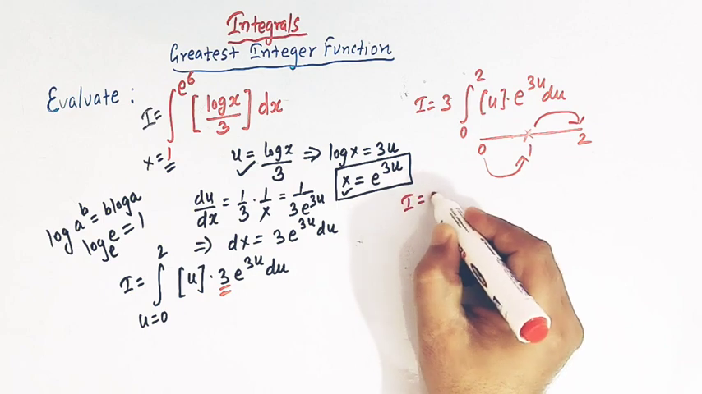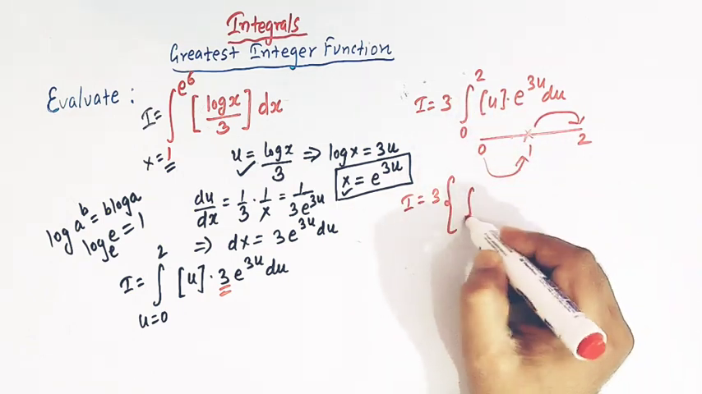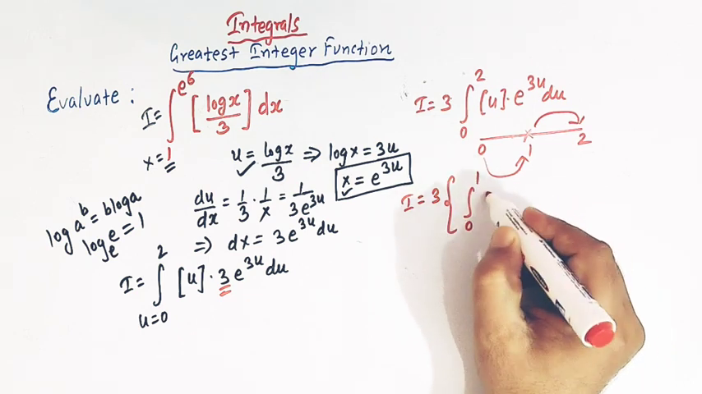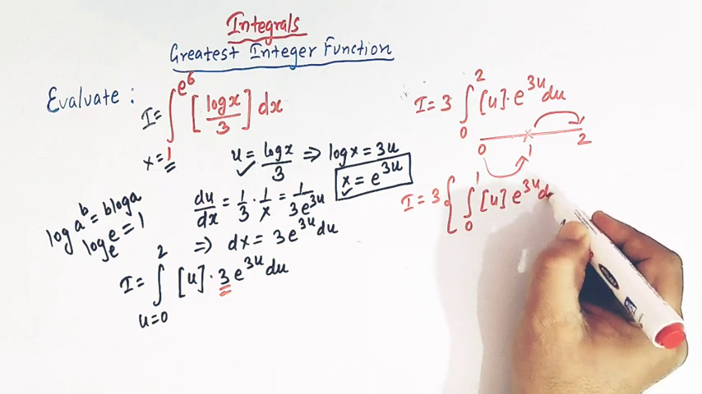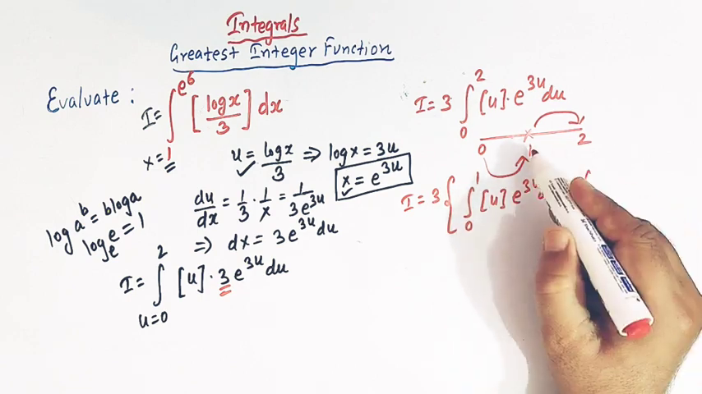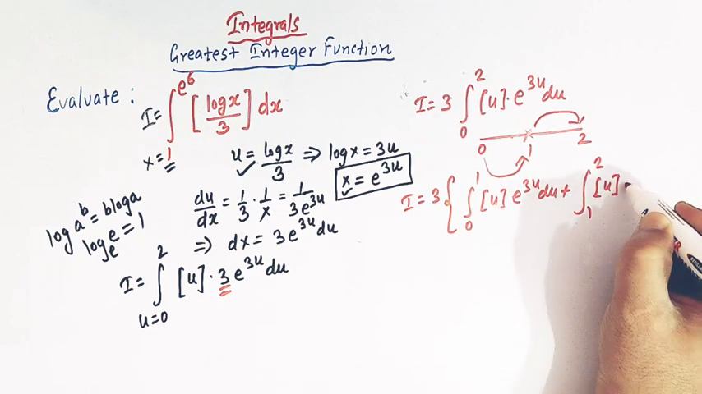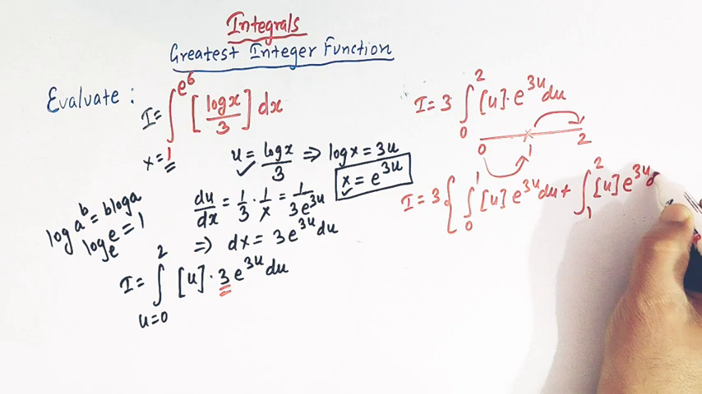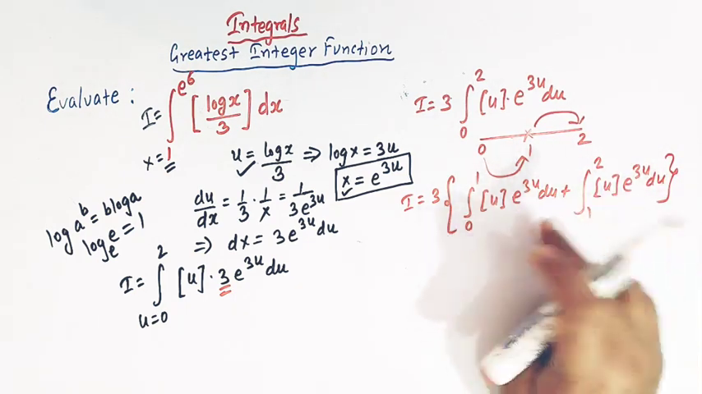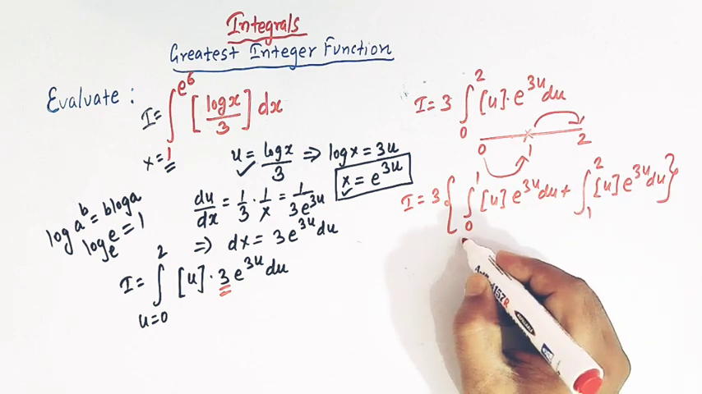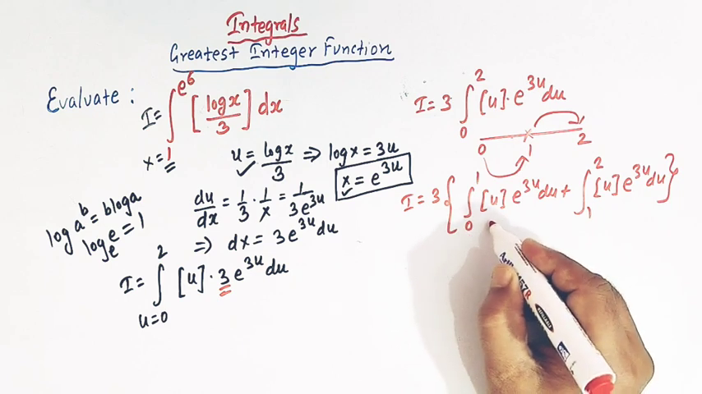So I can be written as 3, and here we can use the brackets. The first integral goes from 0 to 1, and we have the greatest integer of u times e raised to 3u du, right? And the second one is from 1 to 2, and here we have the greatest integer of u times e raised to 3u du, right? So now we have to solve these two integrals. We'll take these two integrals one by one. So let us first take this one.